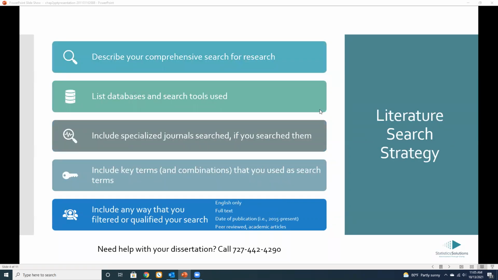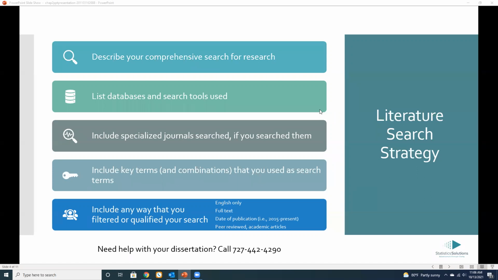Usually, again, check your specific school's template, but usually there's a section. Sometimes this is part of the introduction, sometimes it's a standalone section, but something that's called something like literature search strategy or methods of searching. Basically what it does, it shows your reader, it shows your professor that you've conducted a comprehensive search for material on your topic. So there's not stuff out there that you missed.